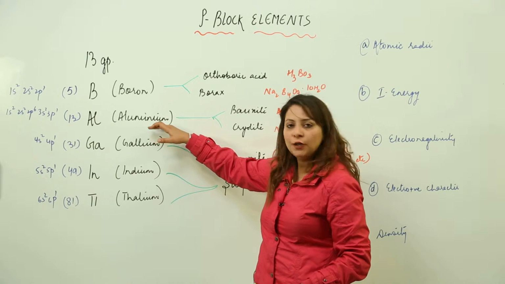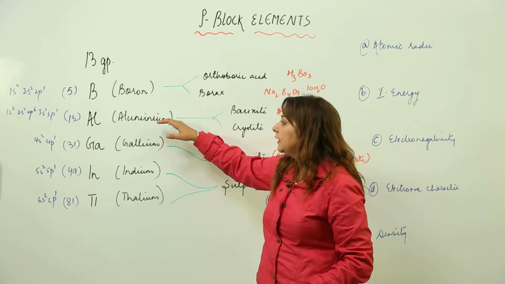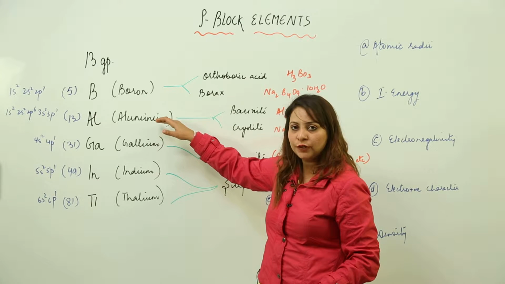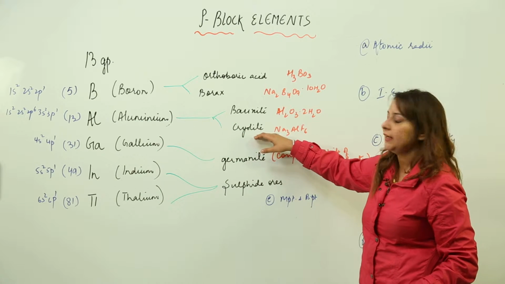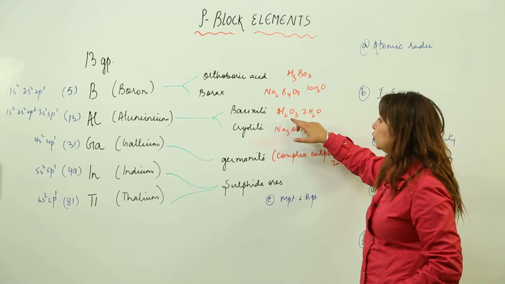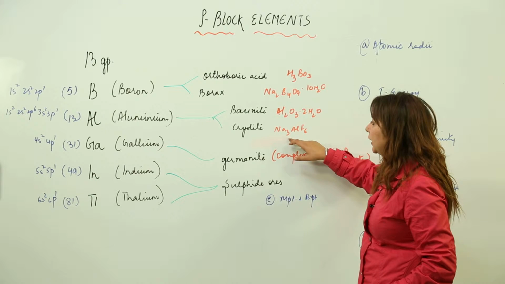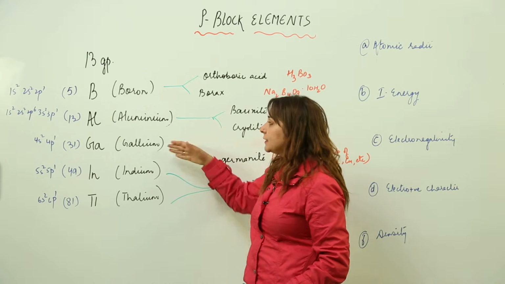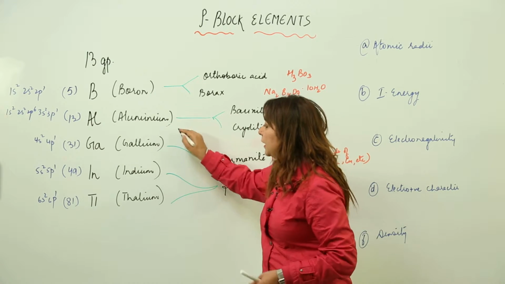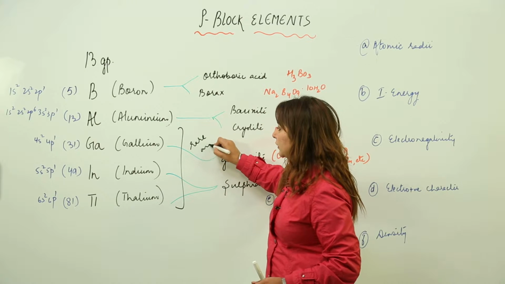Second, we have aluminium. Aluminium is the third most abundant metal in the earth crust, and it occurs as bauxite ore or cryolite. Bauxite is Al2O3.2H2O, cryolite is Na3AlF6.